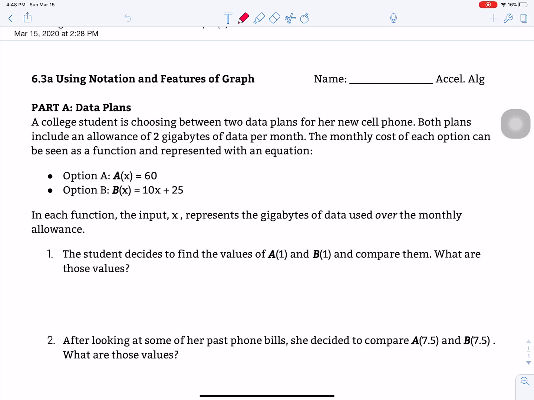All right, day 3, we're going to look at some more function notation pieces here. So we're going to read through part 3, or part A here, the data plans. A college student is choosing between 2 data plans for her new cell phone. Both plans include an allowance of 2 gigabytes of data per month. The monthly cost of each option can be seen as a function and represented with an equation.